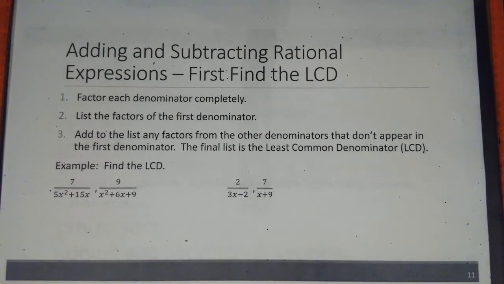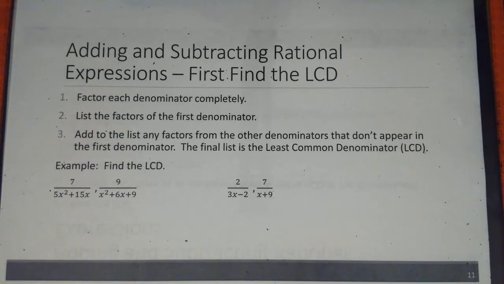So if we need to find a common denominator first, we are going to start by factoring each denominator completely. Then we're going to list the factors of the first denominator, and then we're going to add to that list any factors from the other denominators that aren't already on our list. And this will make more sense once we have an example to work with. So whatever is contained in our list in the end is going to be our least common denominator.